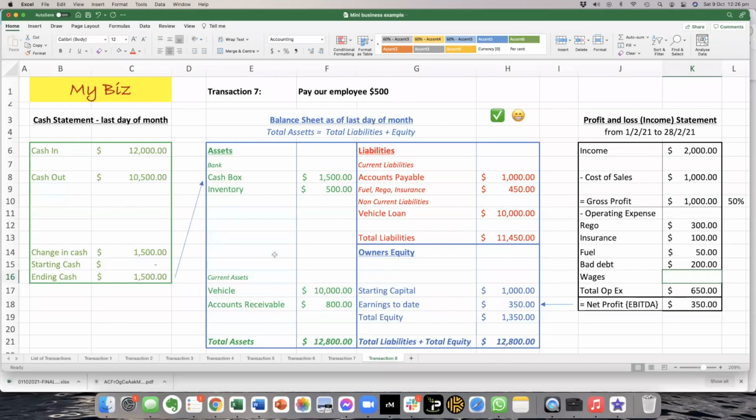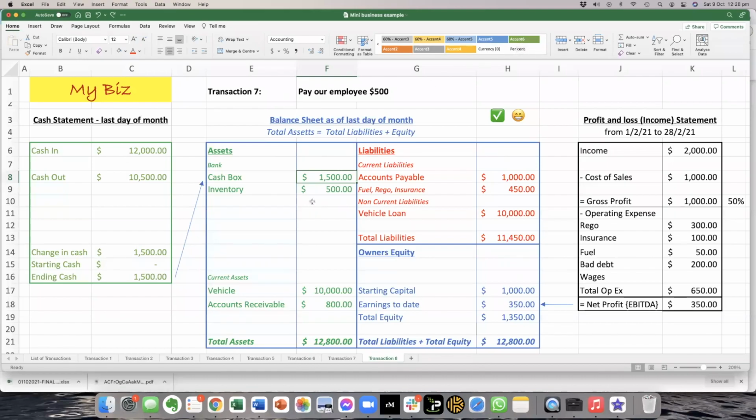Okay, transaction 7. It's time to pay our employee. They've been very helpful and let us get on and do what we needed to do. And when they started, we agreed to pay them $500. So it's time to cash up. So how does that look on our balance sheet? Let's have a look and go through it now.